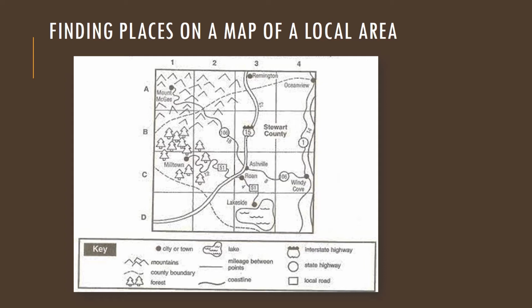We have a key. Our key shows a symbol for the city or town, for mountains, country boundary, a forest, a lake, a mileage between points, a coastal line, an interstate highway, a state highway, and a local road. And if you look closely on the map, you'll see that all these symbols are represented. So let's say, for example, we wanted to find the grid reference for Milltown. What would be your answer for the grid reference of Milltown?